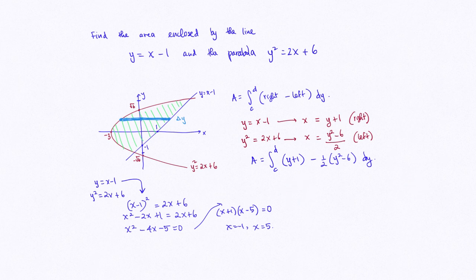But the variable of integration is y, so we need c in terms of y, and d as well. When x equals negative 1, y is minus 2. And when x equals 5, y is 4, because we plug negative 1 and 5 into y equals x minus 1. Using the fundamental theorem of calculus to evaluate the definite integral, we get 18.